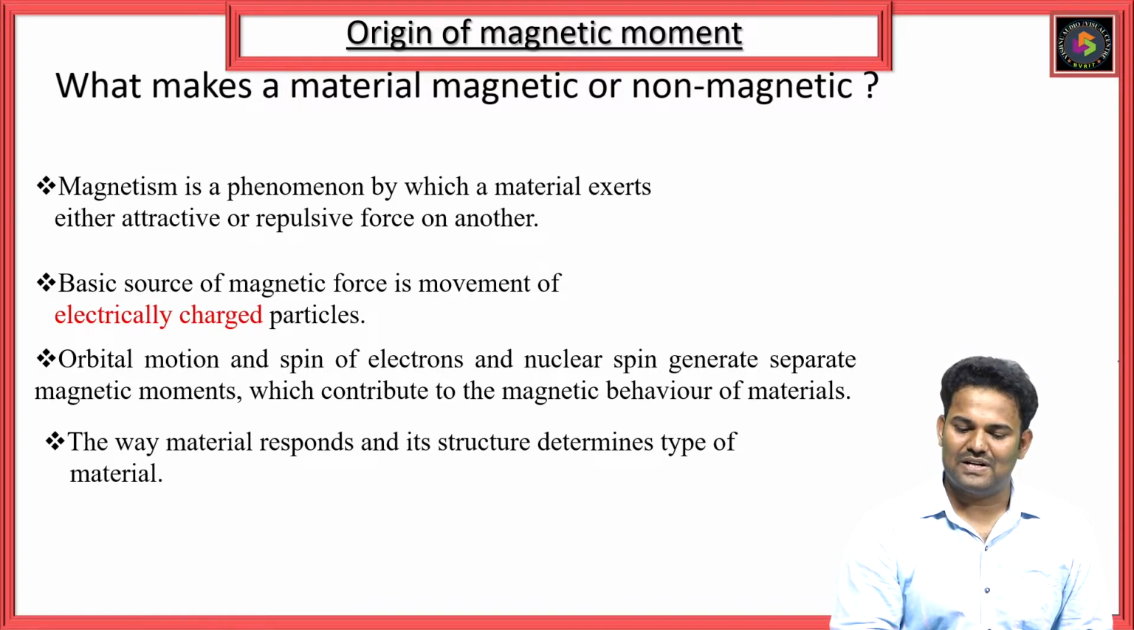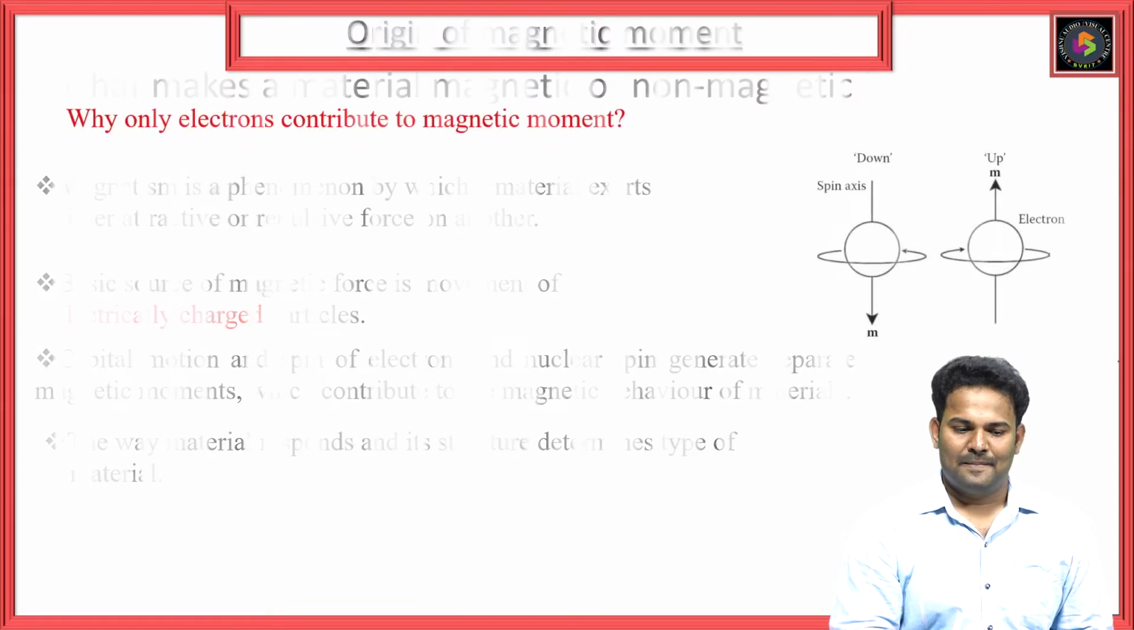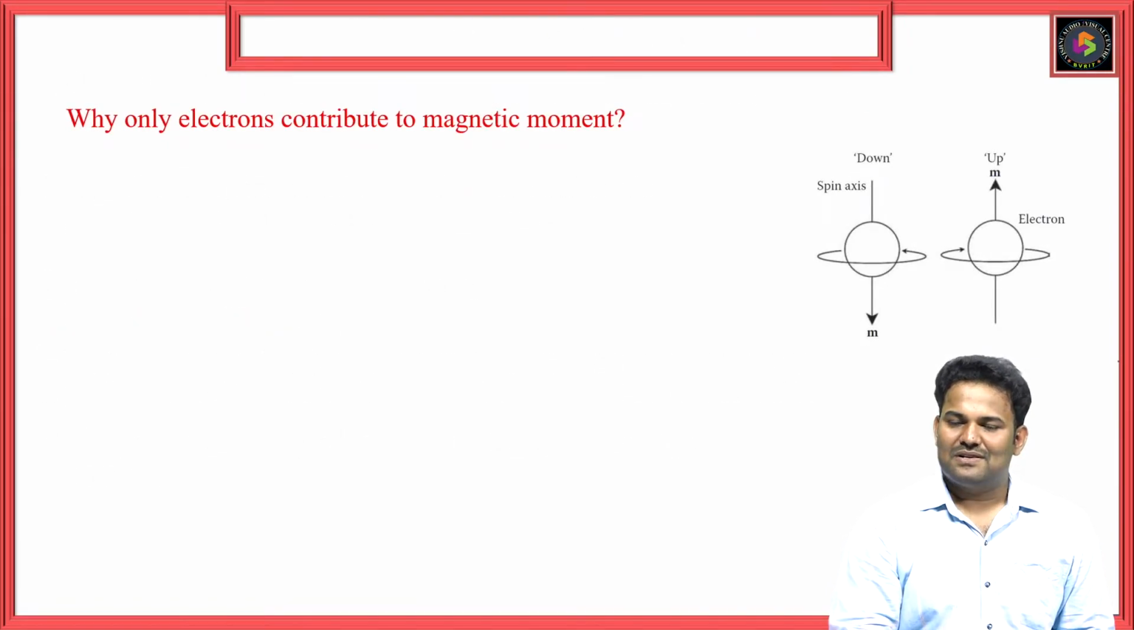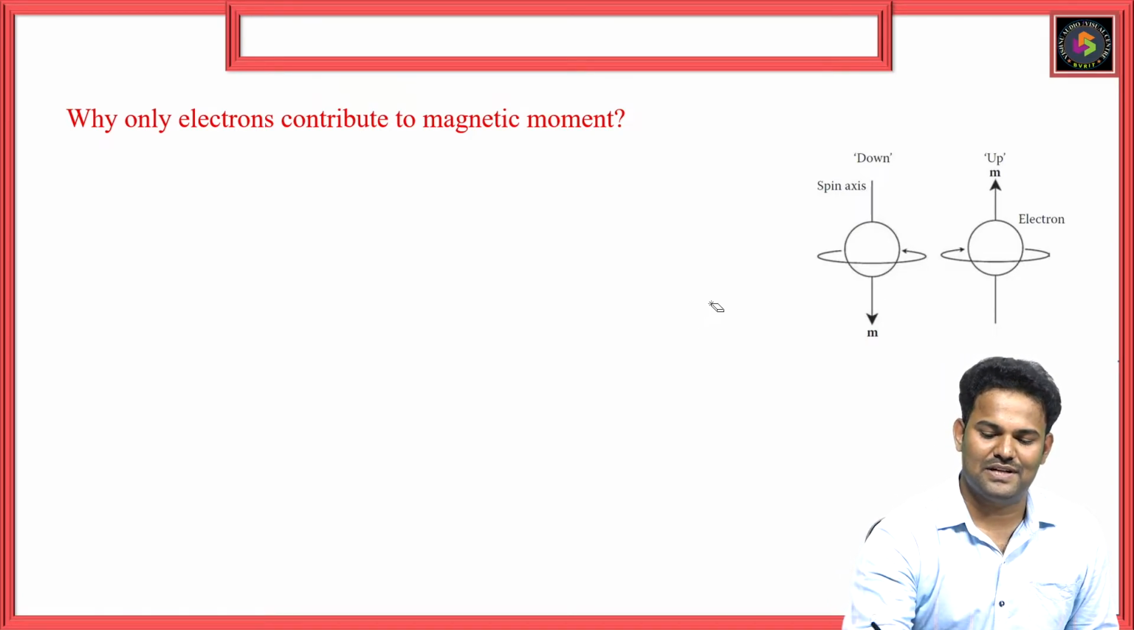So the way a material responds to the structure determines the type of the material, which will be identified by the orbital motion as well as the spin of an electron, and nuclear spin also. So why do only electrons contribute to the magnetic field, the magnetic moment? We know very well the electron is a negatively charged particle.